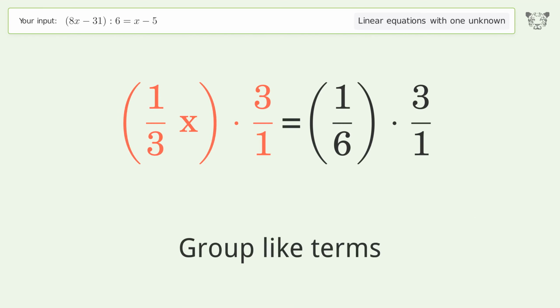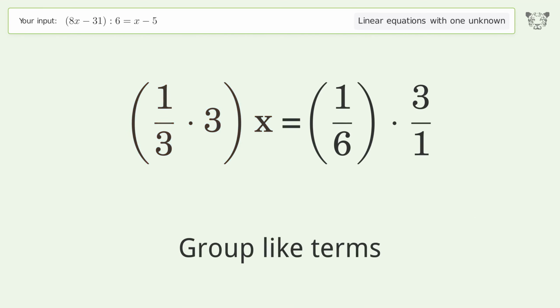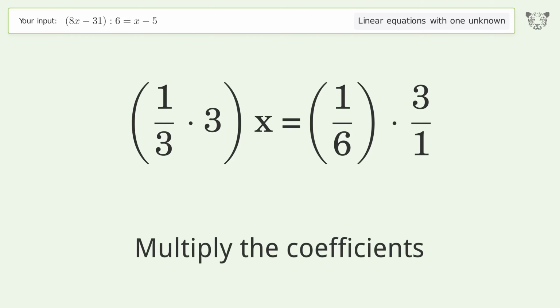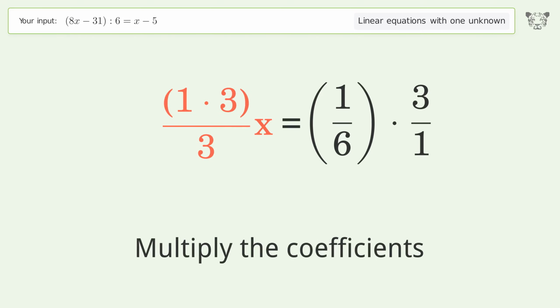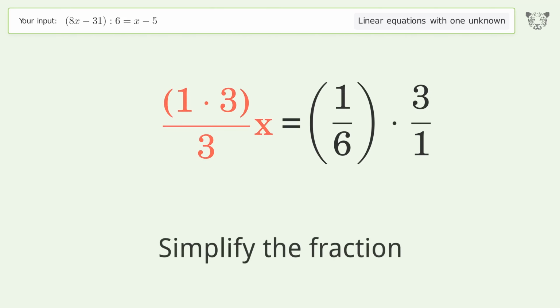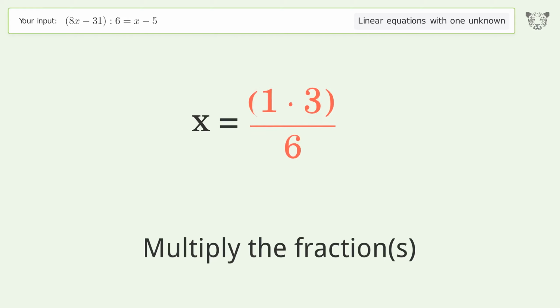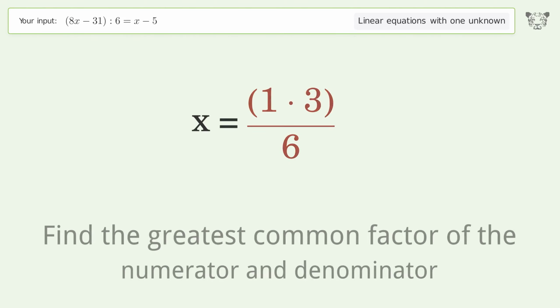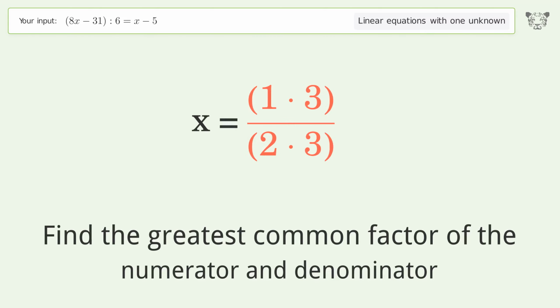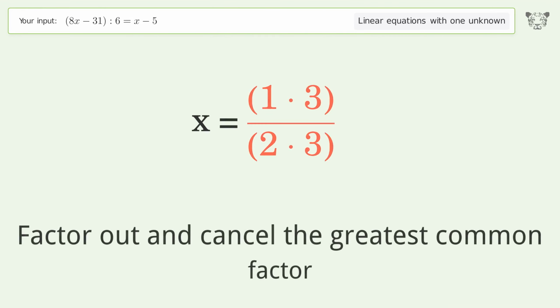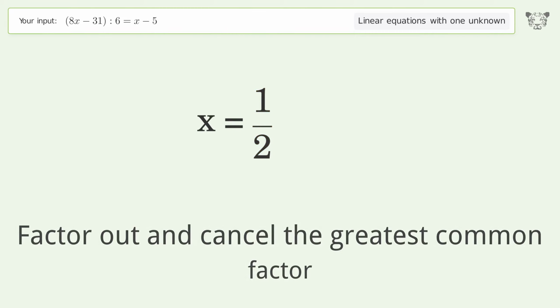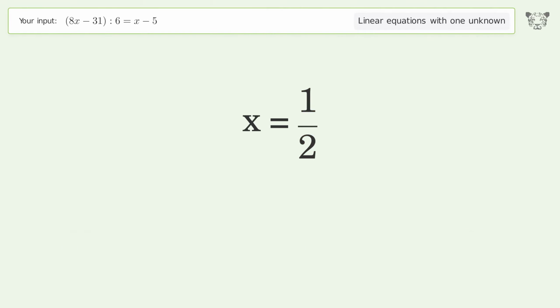Group like terms. Multiply the coefficients. Simplify the fraction. Multiply the fractions. Find the greatest common factor of the numerator and denominator. Factor out and cancel the greatest common factor. And so the final result is x equals 1 over 2.